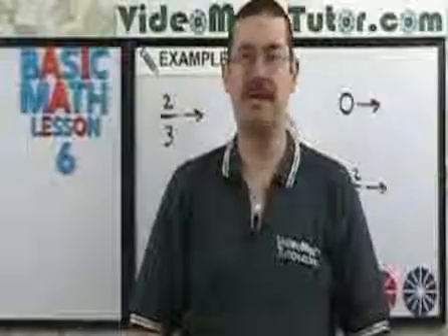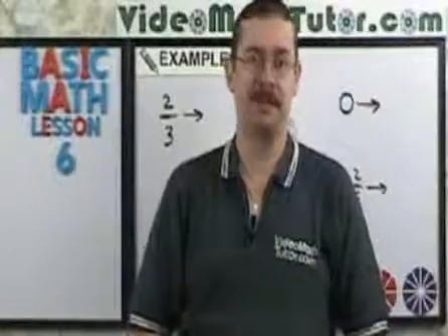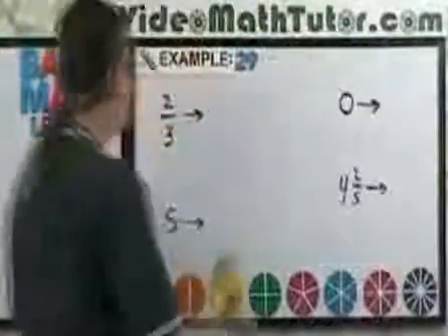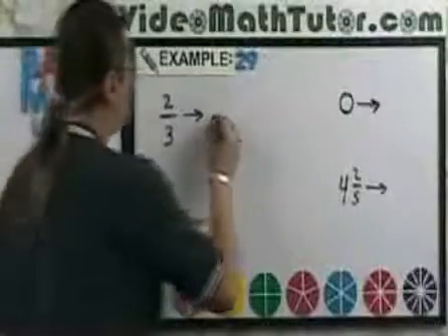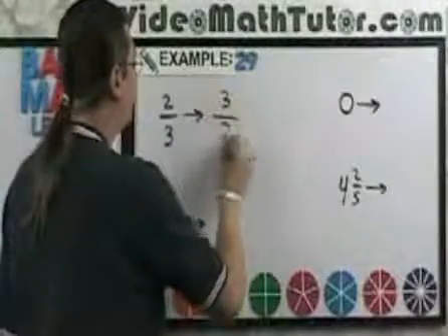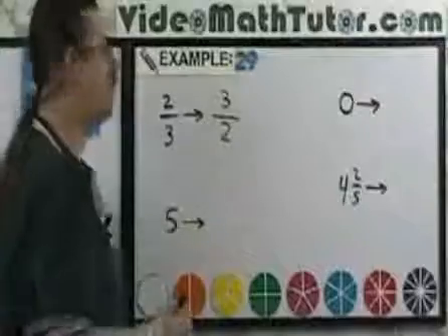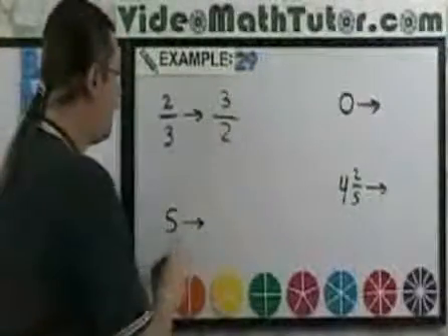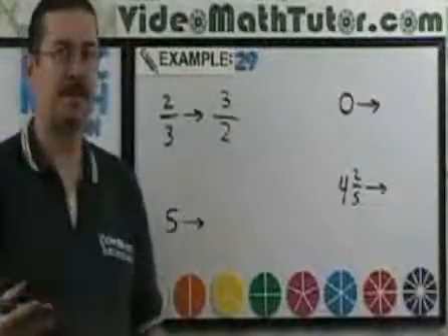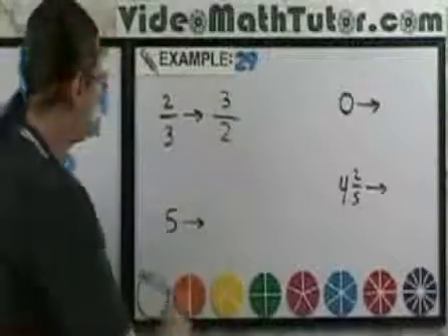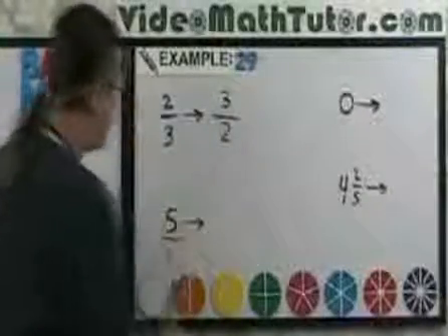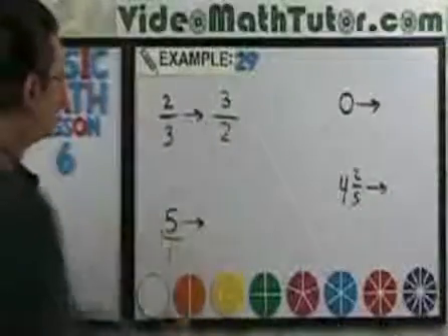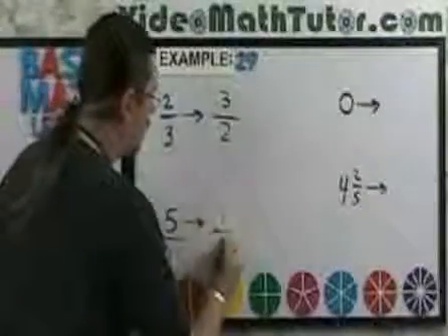For example 29, I want to find the reciprocal of a series of numbers. For the first one here, well, just switch places. So put a 3 on top, 2 on the bottom. That's the reciprocal of 2/3. 5, what's the numerator and what's the denominator? Well, to make things clear, let's put this over 1. So now it's obvious. Just switch it around. You're going to get 1/5.